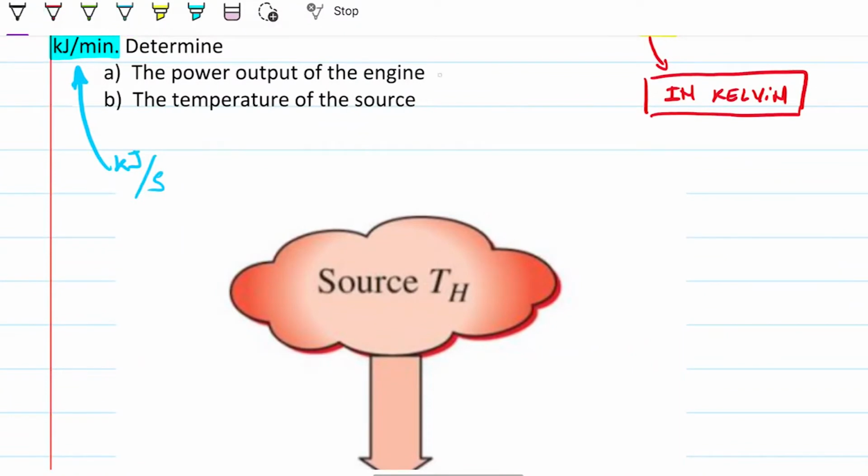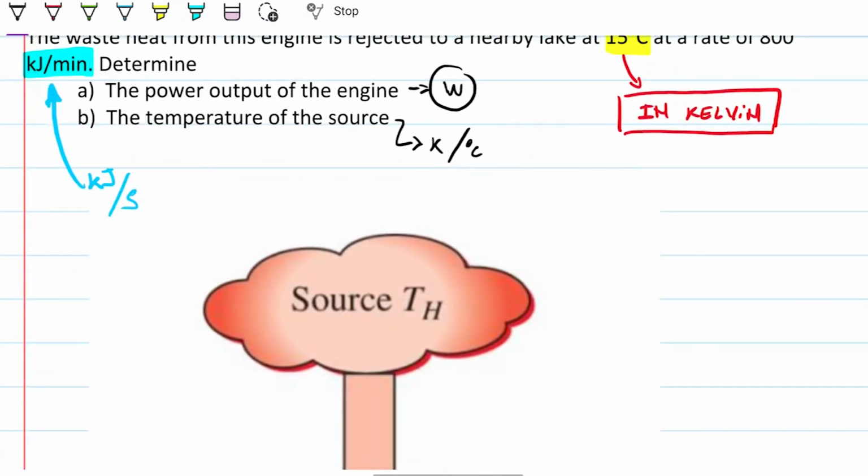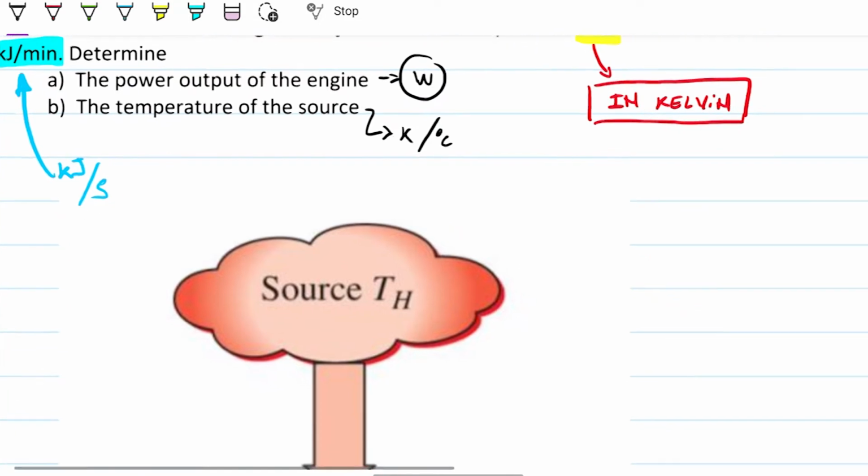Okay, so the power output of the engine, that's what we need to find out. If we're looking for power output, we're looking for something in watts. We want power in watts. And then the temperature has to be in either Kelvin or Celsius. Because this is a source, I'll probably have it in Kelvin, but if you were to calculate it in Kelvin and transform it back to Celsius, that wouldn't be incorrect.